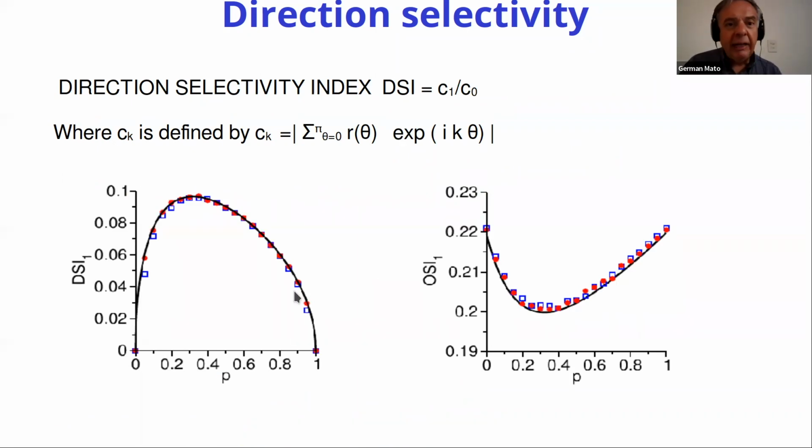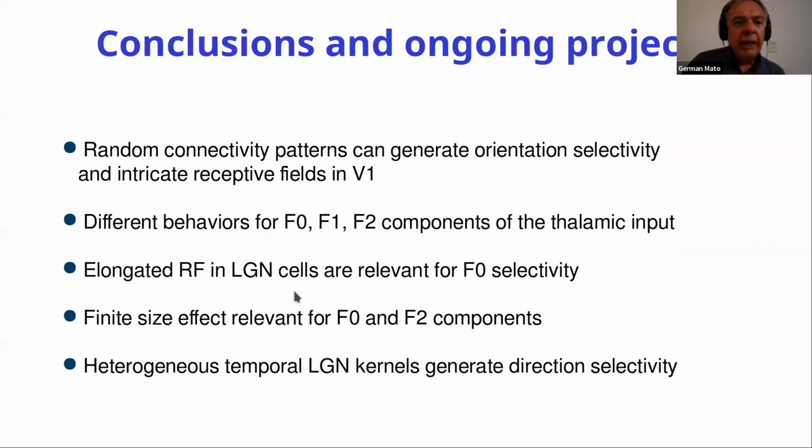So finally, I want to finish. Let's summarize the conclusions. Random connectivity patterns can generate orientation selectivity and intricate receptive fields in V1. There are different behaviors for F0, F1, F2 components of the thalamic input. Elongated receptive fields in LGN cells are relevant for F0 selectivity. Finite size effects are relevant for F0 and F2 components, but not for F1. And heterogeneous temporal LGN kernels generate direction selectivity.